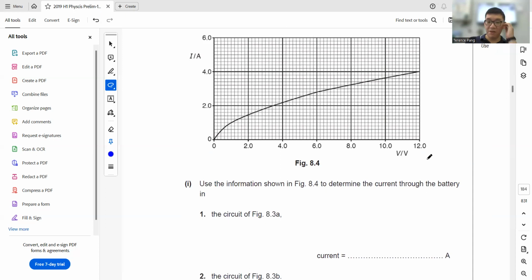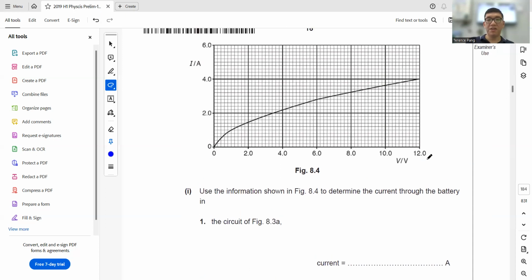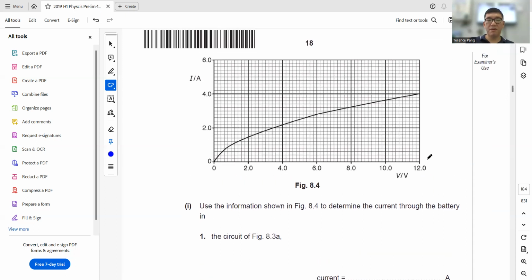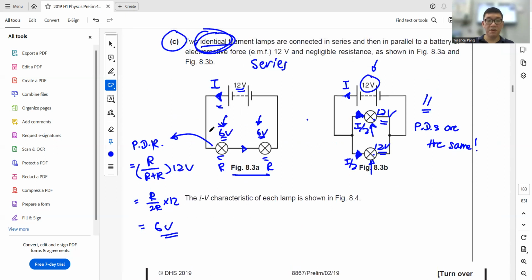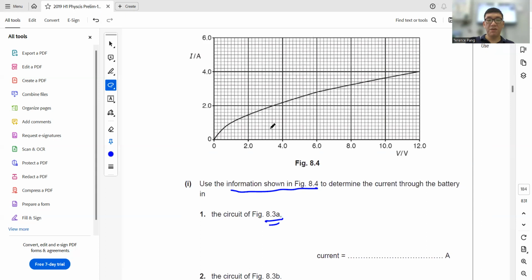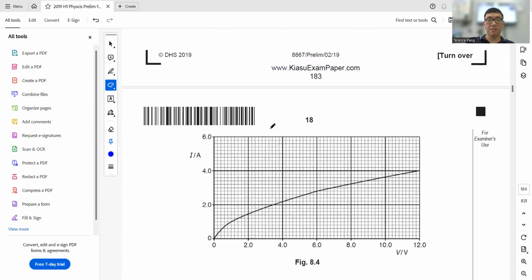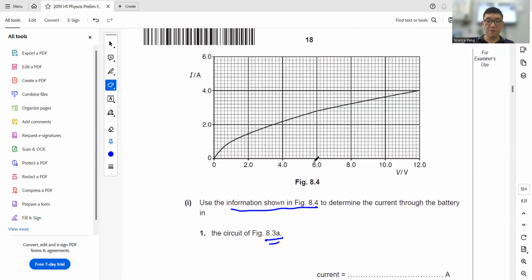Use the information in figure 8.4 to determine the current through the battery. That's why I say you have to look at the figure first and understand what they're talking about. So straight away for 8.3a, each of them has 6 volt. So you can use the 6 volt straight away to figure it out. 6 volt is over here, so this is for part 1.